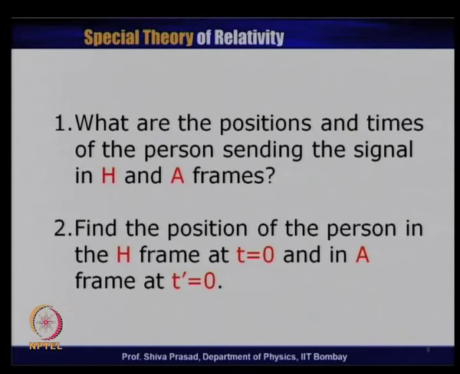Now, these are the various questions which have been asked. Question number 1: what are the positions and times of the person sending the signal in the H and A frames, that is, the hospital and the ambulance frames of reference? Some of them will be simple questions, some a little more difficult. Let us see. The second question: find the position of the person in the H frame, the hospital frame, at t equal to 0, and in the A frame, the ambulance frame, at t prime equal to 0.